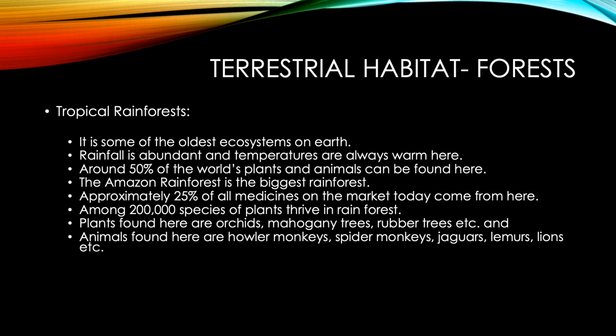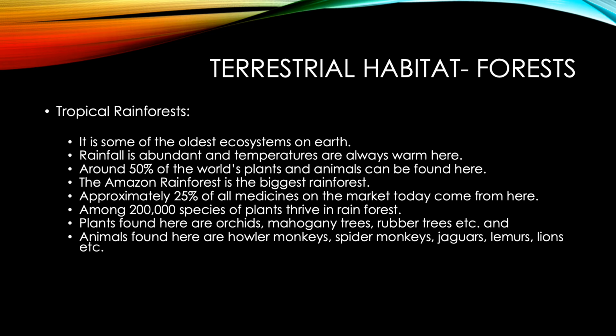Forest, tropical rainforest. It is some of the oldest ecosystems on earth. Rainfall is abundant and temperatures are always warm here. Around 50% of the earth's plants and animals can be found here. The Amazon rainforest is the biggest rainforest.